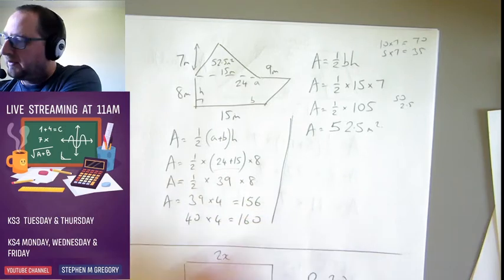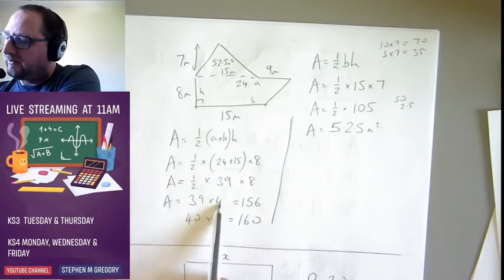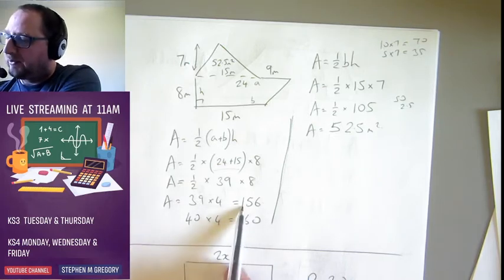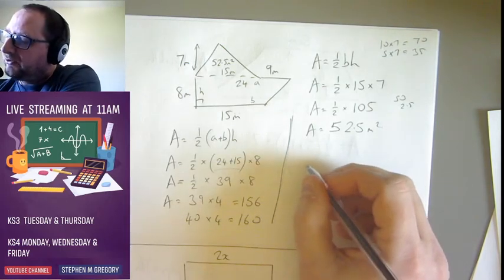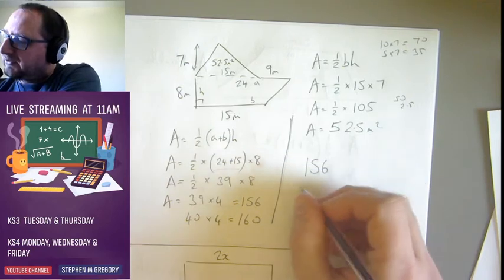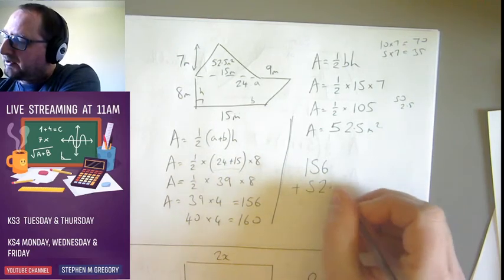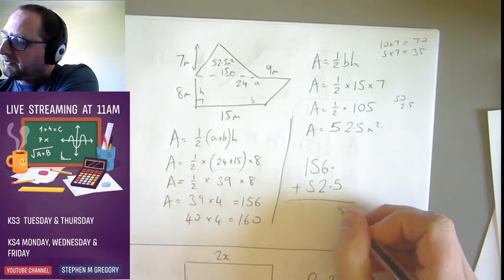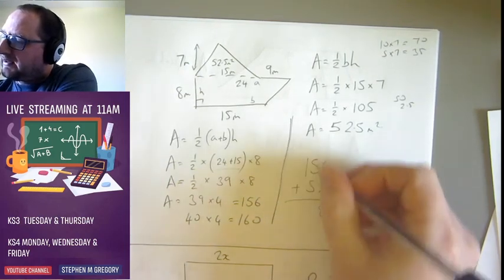So it's just one way of doing it. I could have done 30 4s and 9 4s and added that together. So that's another way I could have found the 156. So the total area is 156 plus 52.5. Just lining that up there with my decimal points. So 5, that gives me 8, that gives me 10.